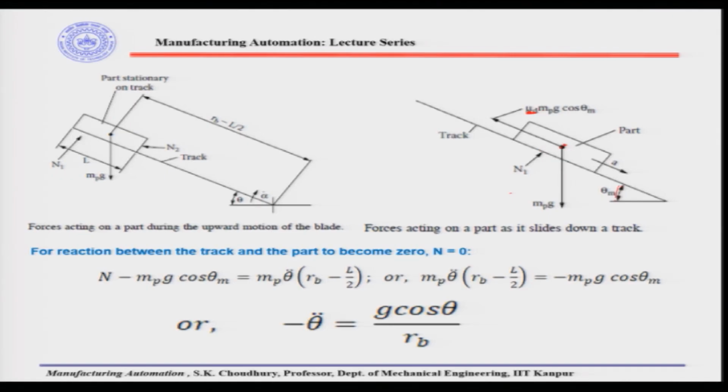Now we can find out from the force balance equation the condition for the acceleration. In the next class we will be discussing how the acceleration can be found out and how we can find the maximum track inclination, so that the parts are not thrown out because of that acceleration, and so that the time taken for the reciprocation of the blade could be optimum. Thank you.